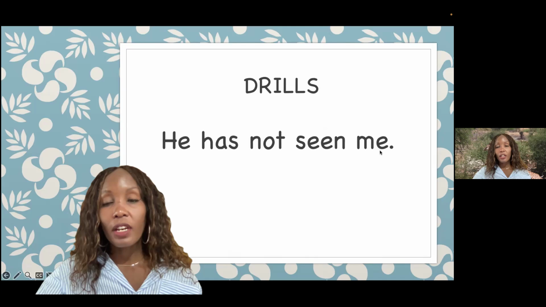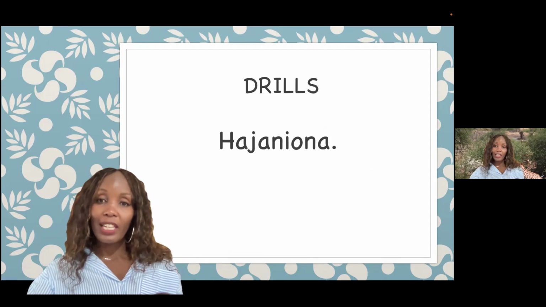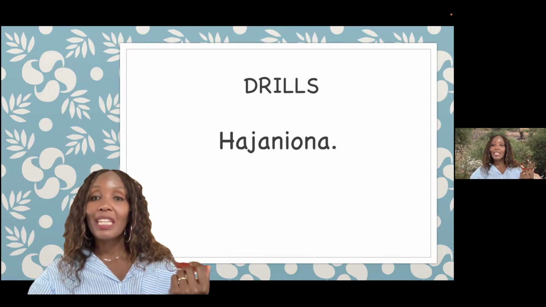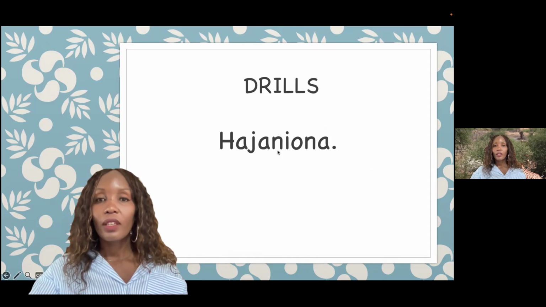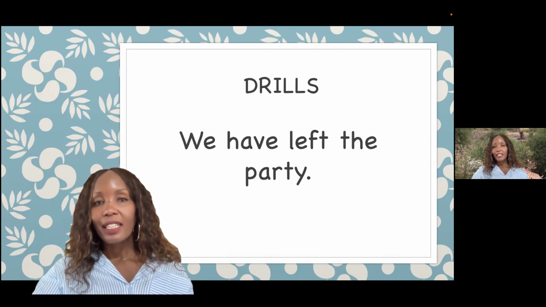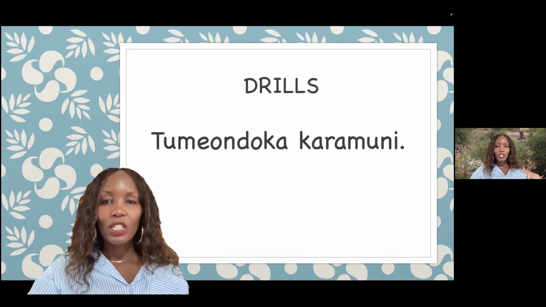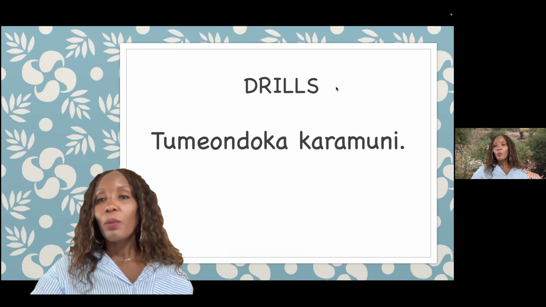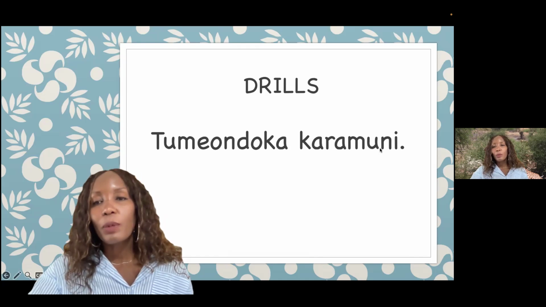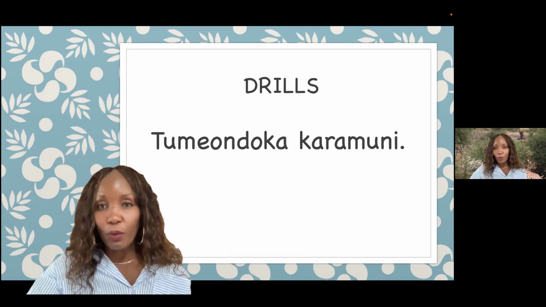So here's a trick one. Be careful about that. Hajaniona. And the reason I was telling you to be careful about that is because we have an object infix, and that would be ni. Okay, so me is going to show up as an object infix, which is a ni. We have left the party. Tumeondoka karamuni. Or if you said tumeondoka kutoka karamu, it's just fine. But NI usually solves a lot of problems. You don't even need prepositions. Whenever you are working with a preposition and a location, adding an NI at the end solves the problem.